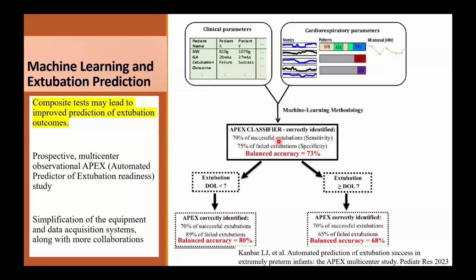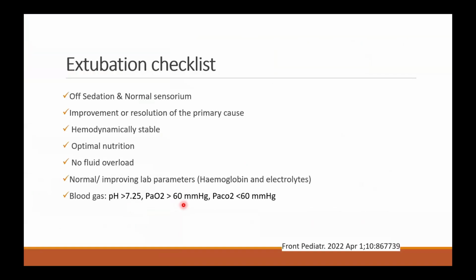With this, they found a balanced accuracy of around 73%. When applied to extubation within the first 7 days, the balanced accuracy was 80%, and it was around 68% at 7 days or more. But the issue is that we need simplification of equipment and data acquisition systems, along with more collaboration with advanced scientists and more knowledge to apply this in practice.